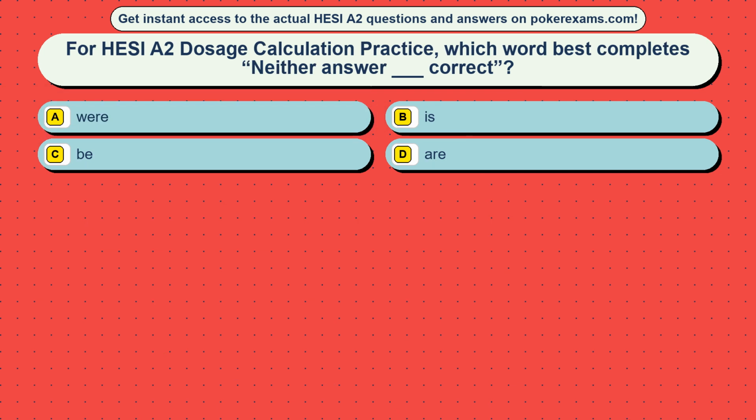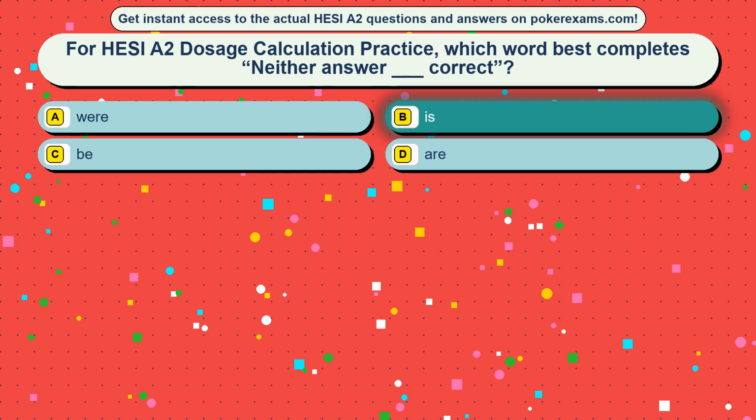Question 22. For HESI A2 dosage calculation practice, which word best completes the sentence: neither answer blank correct? Option A, were, option B, is, option C, be, option D, are. The correct answer is option B, is.